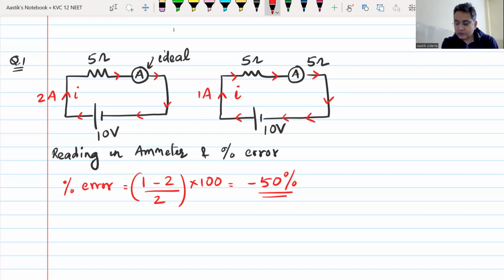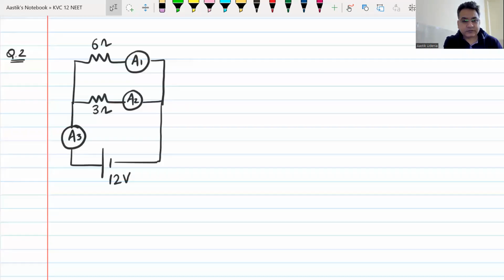Yes, sir. I'll give you 1 minute to note it down, and then we'll move on to the next question. So this is the question. Three emitters A1, A2, and A3. You have to find out the readings of emitter A1, A2, and A3. I'll give you 2 minutes to solve this.